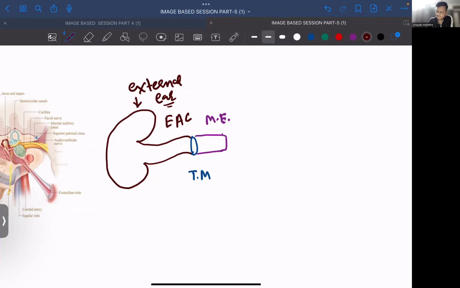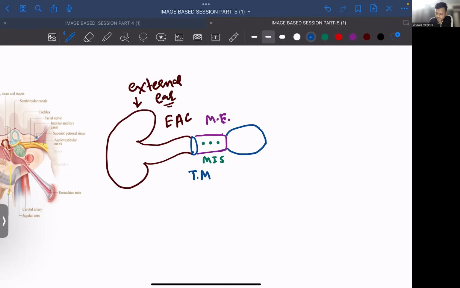In the middle ear we have something like a small bell, the ear ossicles. 1, 2 and 3, right? 3 ear ossicles. What are their names? Malleus, incus, stapes. It is followed by the inner ear.